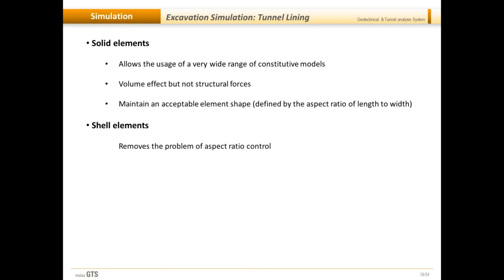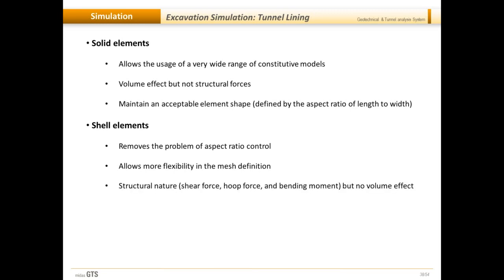The other alternative is to use shell elements, and the shell elements would remove the problem of any kind of aspect ratio control. It allows more flexibility in mesh definition. And one more thing, it is quite useful for extracting all the structural forces. But the problem is that shell elements don't have any volume effect when you're doing the meshing. Even if you use a certain thickness for your shell elements, and the program might show you in rendering that there is a certain thickness to your lining, actually it is just a representative thickness that will affect its stiffness, and it will not simulate the volume effect. So engineers, if you are using shell elements, you will lose the volume effects and you will gain the structural nature.